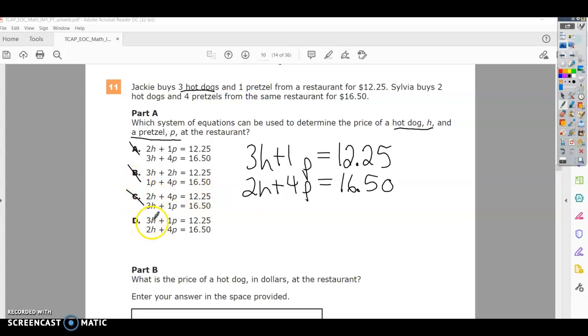And the last one says 3 hot dogs plus 1 pretzel is $12.25, so that's correct. And 2 hot dogs plus 4 pretzels is $16.50. Since that's correct, that is our correct answer. So number 11 is D.